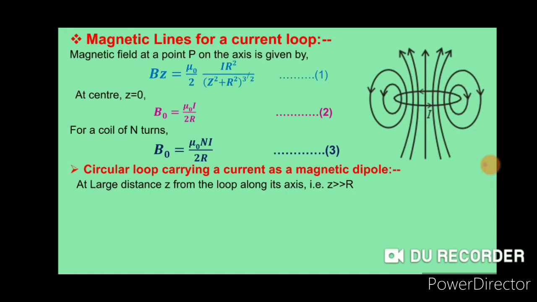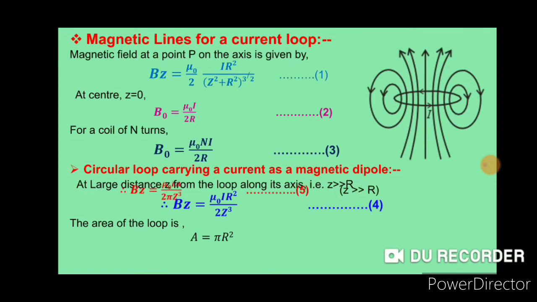From the above equation for Bz at a large distance z from the loop along its axis, that is, z is very much greater than r, therefore Bz is equal to mu 0 I r square divided by 2 z cube. Suppose equation number 4. The area of the loop is A equal to pi r square. Therefore, the formula becomes Bz is equal to mu 0 I A divided by 2 pi z cube. Equation number 5, as z is greater than r.